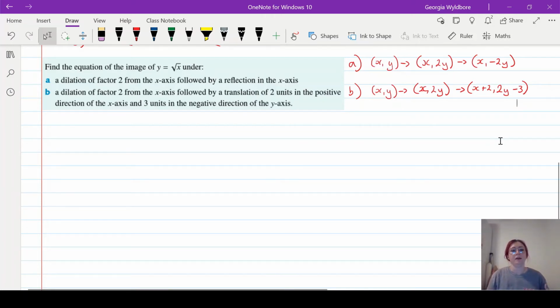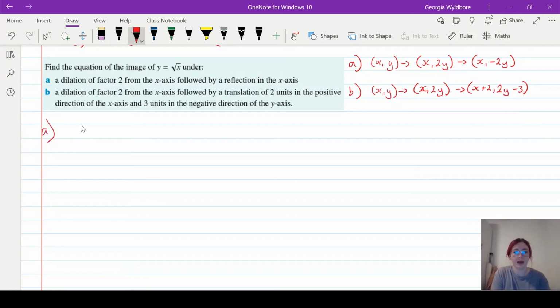Okay, this example here, we want to find the equation of the image of y equals root x under these given transformations. So these are the same ones that we just looked at. I've written them back out here for us. So we've got (x, y) to (x, 2y) to (x, -2y), so dilation then reflection, and then our dilation and then translation in that second one.